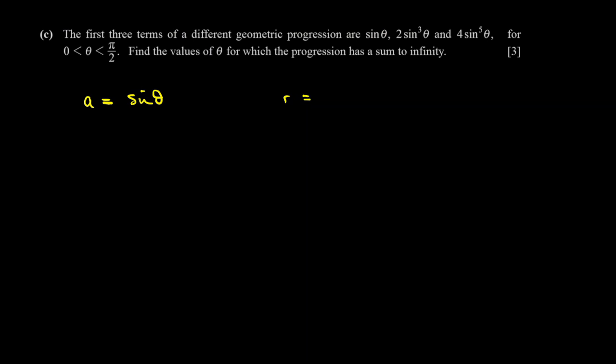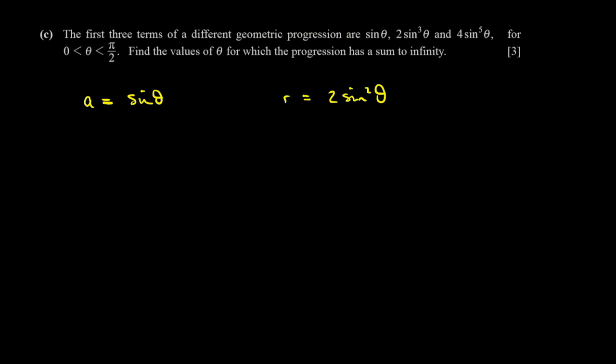And the common ratio, well, you take any two consecutive terms, and you do the latter divided by the former. So I'm going to take the second term and divide it by the first term. If I've got 2 sine cubed theta and I divide it by sine theta, I'm left with 2 sine squared theta.